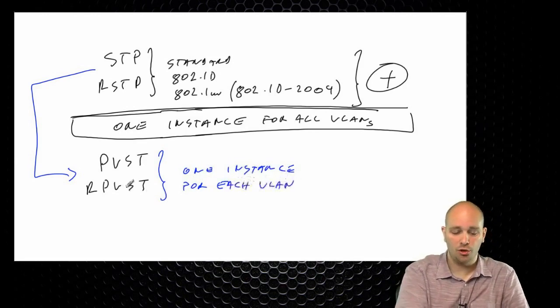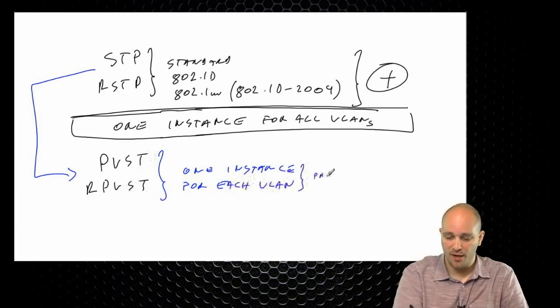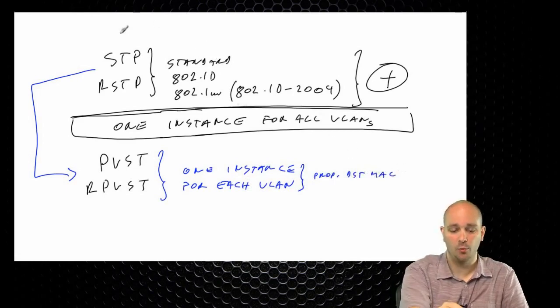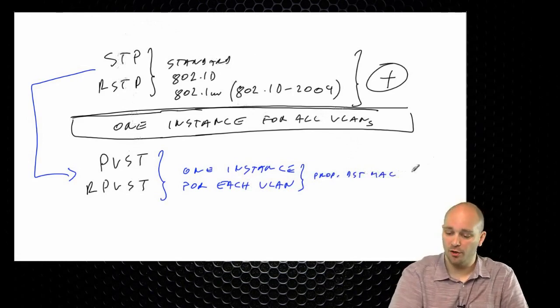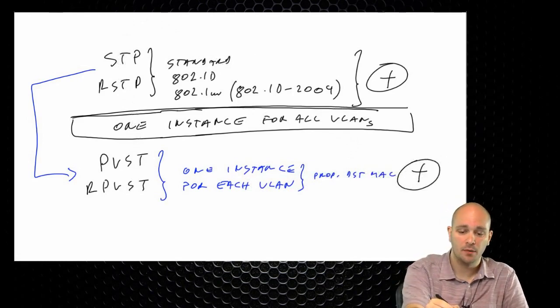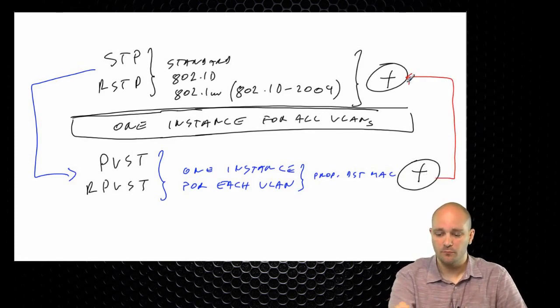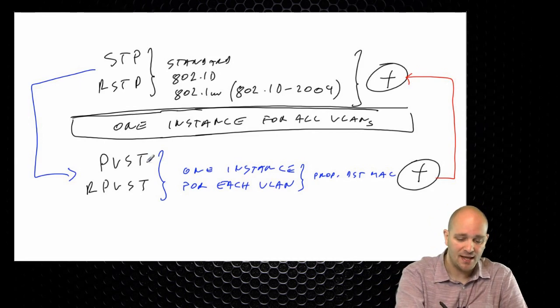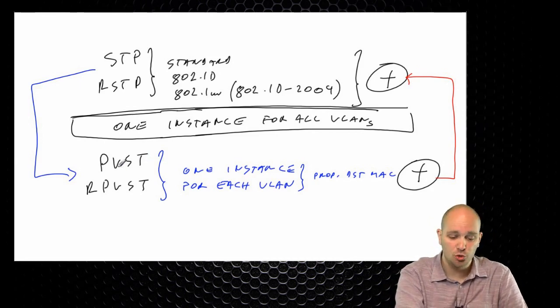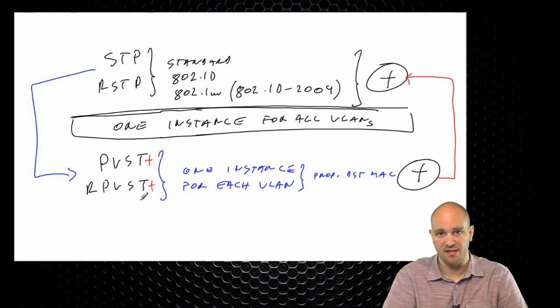But in order to accommodate this solution, Cisco used a proprietary destination MAC, which made it incompatible with spanning tree and rapid spanning tree. So this is where that plus comes into play, and where the compatibility is actually provided through that plus. So basically, on Cisco switches these days, you do not have PVST. You have PVST plus and rapid PVST plus.